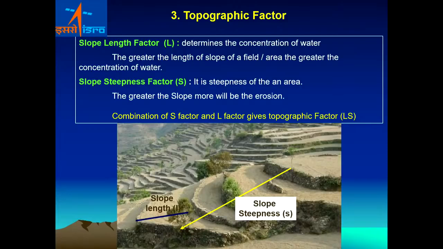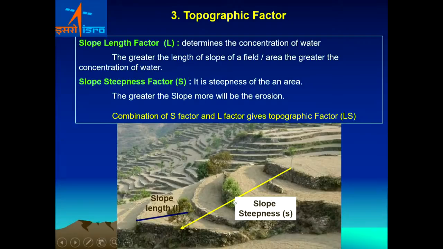And the third factor is your topographic factor, or terrain factor. You can see there are 2 factors. What is slope length? Here I have shown an individual field, and what is its length. The individual length we call slope length, because water is moving from here to here. So the field length can be known as the slope length, and we need to calculate the slope length factor.